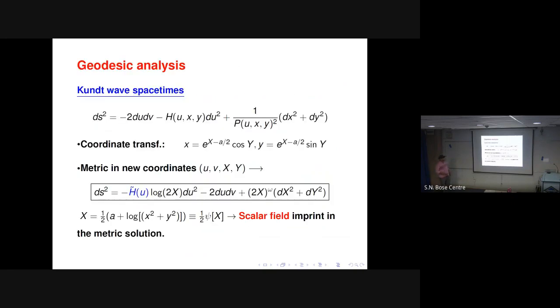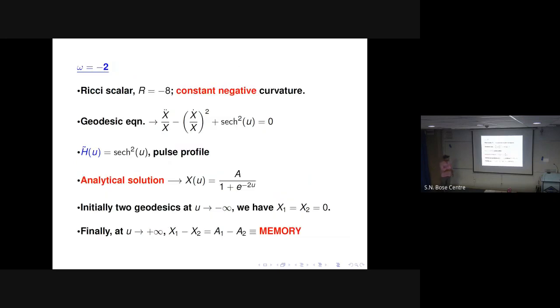So first, the geodesic equation. I will not go through this because it will take up time, and I have to discuss other parts. So basically, this is the metric solution, and you have to study the geodesics over here. This is for omega equal to minus 2, the negative curvature solution. So you see, here it is constant negative curvature. And this is the geodesic.